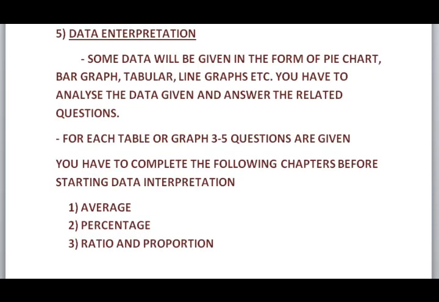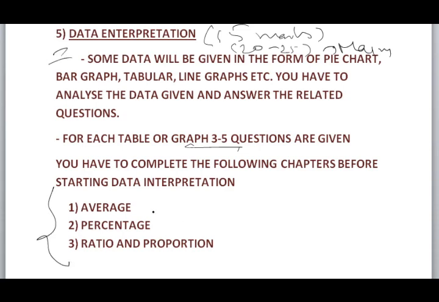Next is data interpretation. In data interpretation you will be given some data in the form of a pie chart, table or line graphs. You have to analyze the data and solve the given questions. Generally 3 to 5 questions will be given related to that data. This is the most important part of banking examinations. This will consist of 15 marks at least in prelims and 20 to 25 marks in mains examinations. Before solving data interpretation, you have to solve these three chapters. First complete average, percentage and ratio proportion, and then move to data interpretation. In my upcoming videos, I will cover all these chapters one by one.